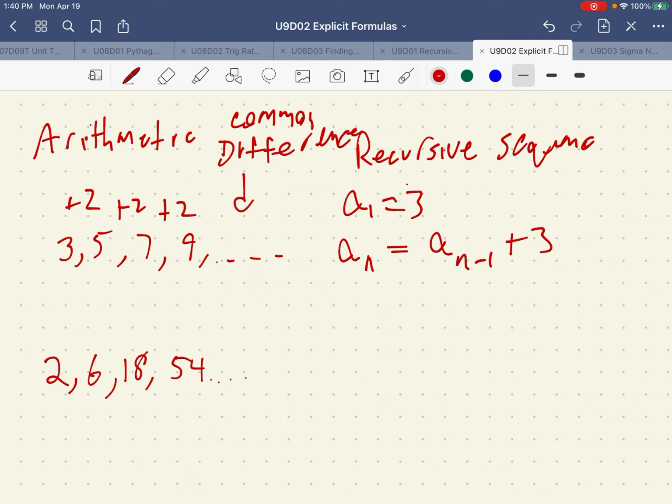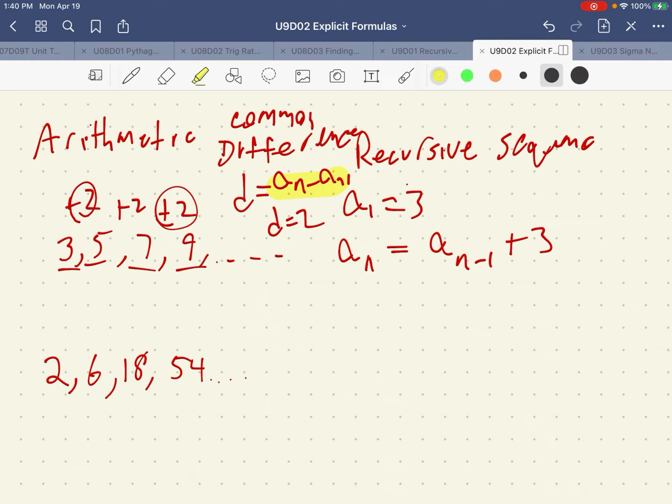So the common difference, which can be positive or negative, in this case is d, which is equal to a_n minus a_(n-1), meaning if you take any term in this sequence, like 9, and subtract the number that comes before it, you'll see that the change in those two numbers is 2. If I picked 3 and 5, the change in those two numbers was 2. So the common difference in this case is 2.